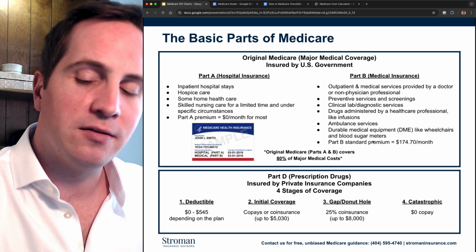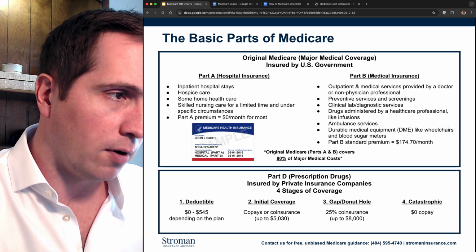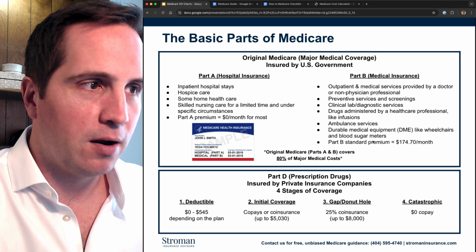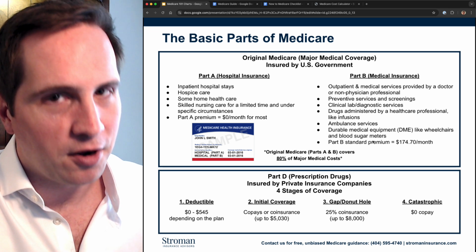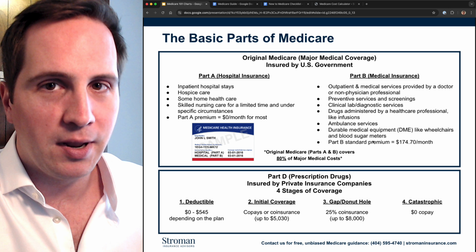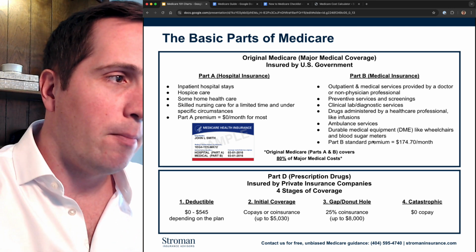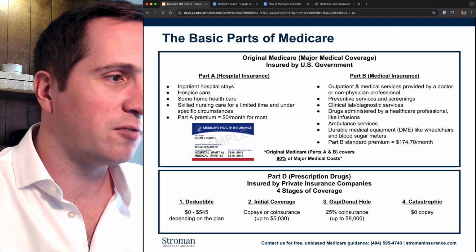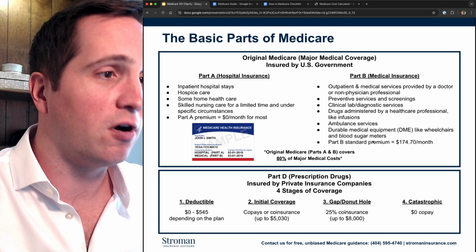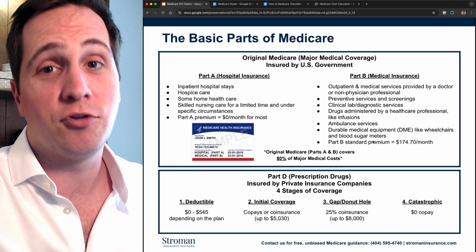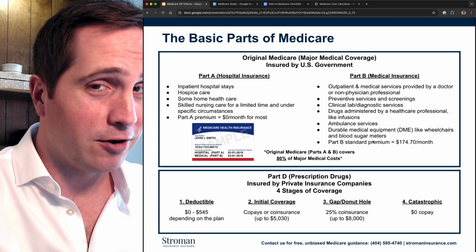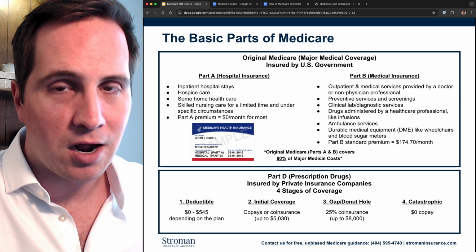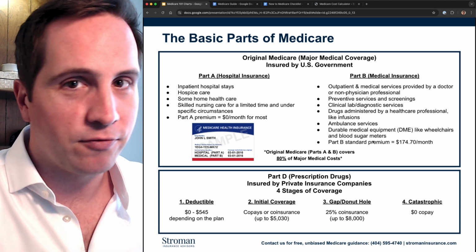The last thing to mention, which is very important, while all these things are covered by original Medicare, it doesn't mean it's paid for 100% by Medicare, meaning the covered services. Original Medicare, just as an easy way to explain it, covers 80% of those costs. You are on the hook for the other 20%. And the kicker here is there is no limit to that 20%. So $1 million hospital claim, you're on the hook for $200,000.